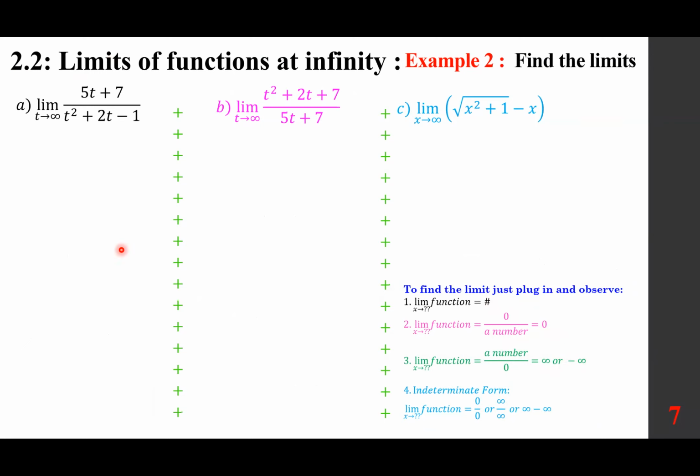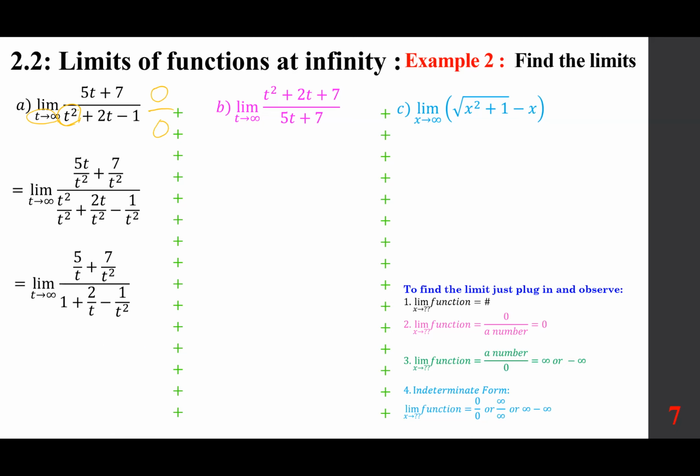For example, right here, if we were to plug in, we would get 0 over 0. And since t is approaching infinity, the technique is to divide by the highest degree term in the denominator, namely t squared. We do that, we simplify. You notice everything goes to 0 except 1. So you are looking at 0 over 1, which is 0.